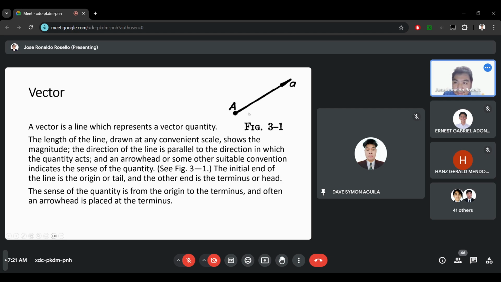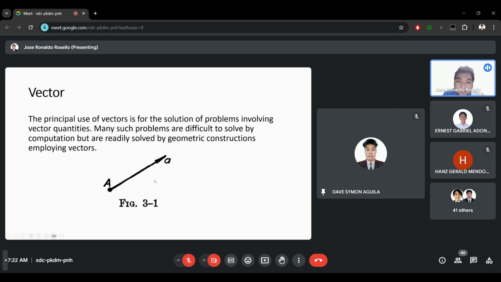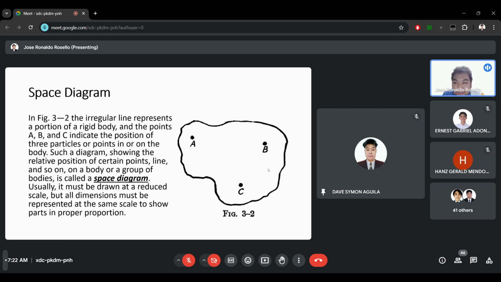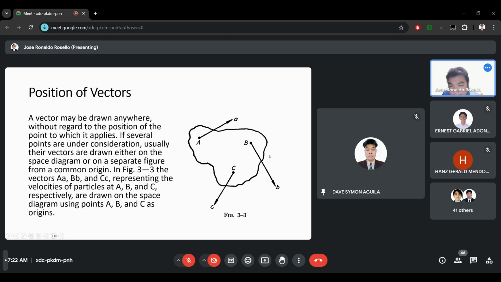Then the arrowhead to point the sense, the direction sense, and the origin or the tail to show where the point is originated from. That's vector. If we will use vector in velocity analysis, we will place it in diagrams, such as this one, space diagram, and we can incorporate the vectors by drawing the vectors in the diagram.